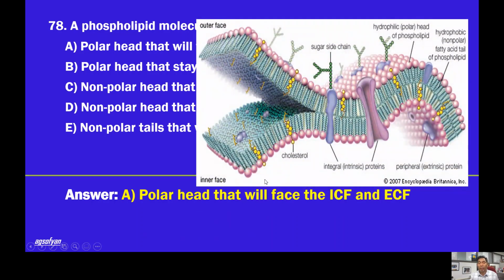Okay, so look at this picture. The head will be facing inside, and also the head will be facing outside. Where the tails, which are non-polar or lipids, they face one another. So two layers of phospholipid molecules will make the cell membrane.